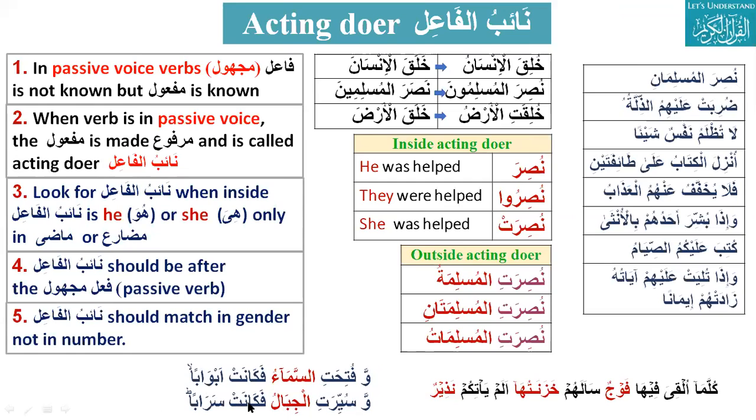وسيرت الجبال فكانت سرابا. There is no active voice here. The passive verb, فعل مجهول, is سيرت, suyyirat. And the naibul file, نائب الفاعل, is الجبال, al-jibal. And naibul file should match in gender, not necessarily in number, but it should be marfu, مرفوع.